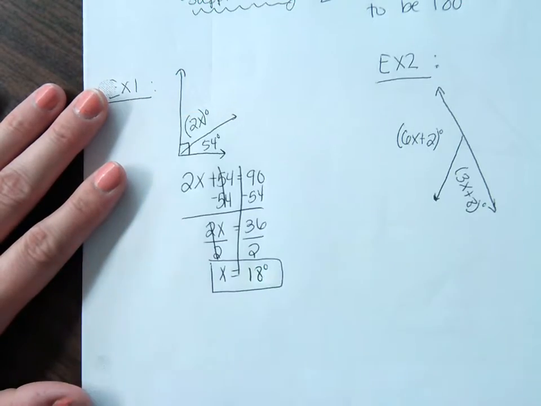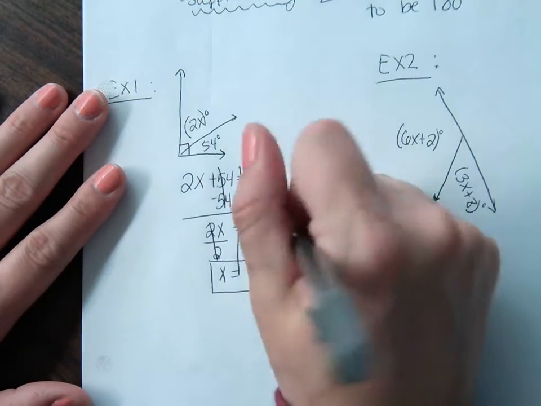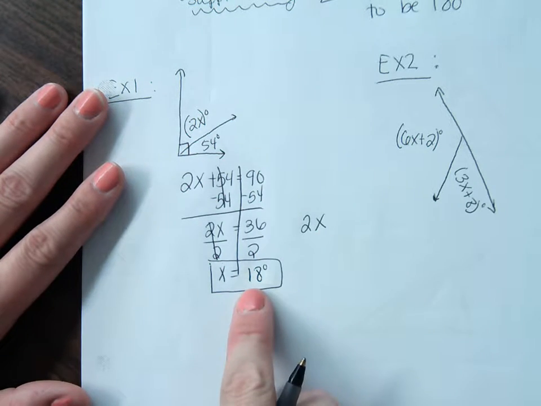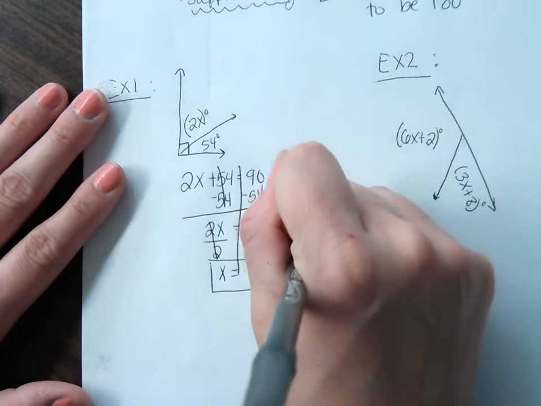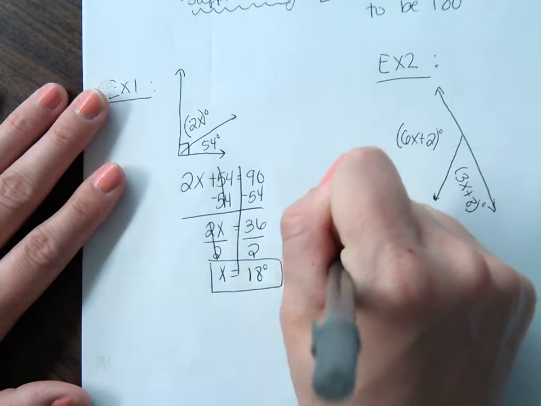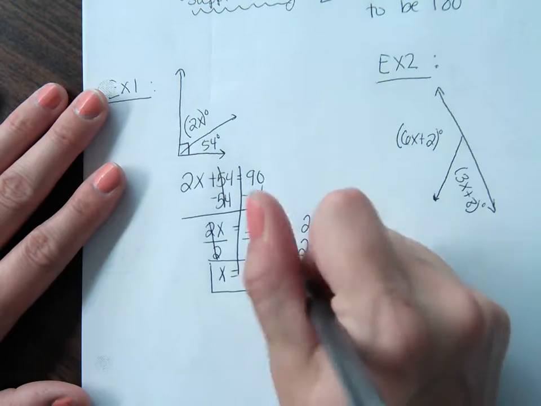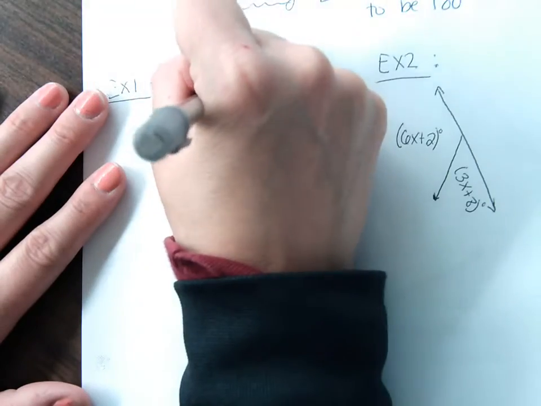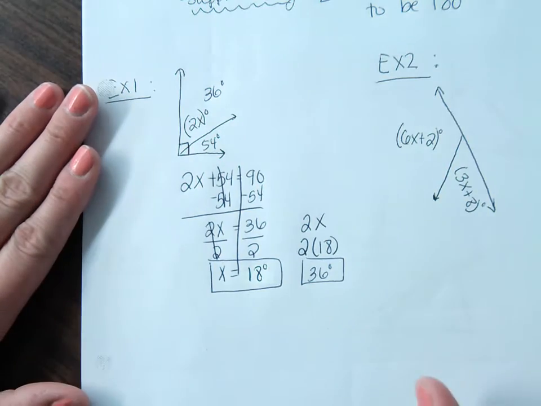But I also need to identify what the measure of that actual angle is. So that angle says it's 2x. And we know that x is 18 degrees. So we're going to substitute 18 for x, and that gives me 2 times 18, which is 36 degrees. So this angle is 36 degrees.